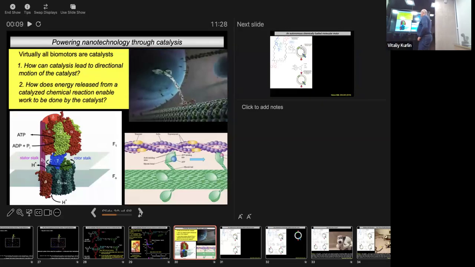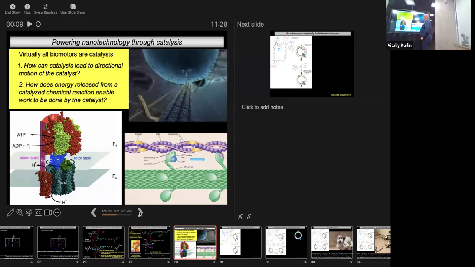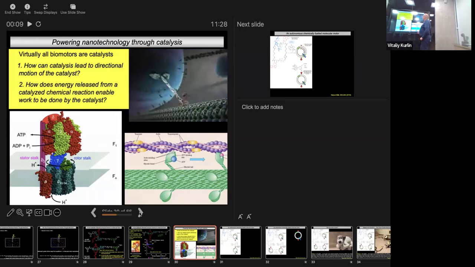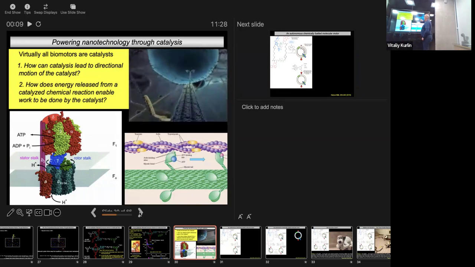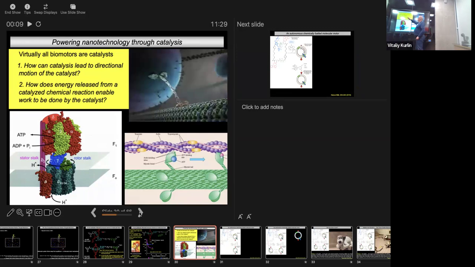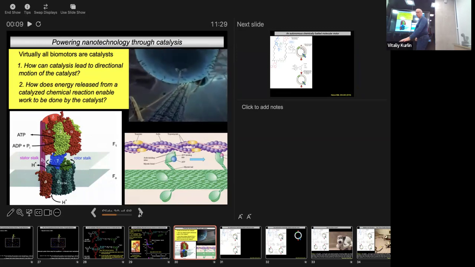But now we understand how to make ratchet mechanisms, we can build molecules that can answer these fundamental questions. How can you be acting with catalysis? Yes, the accelerated chemical reaction leads to directional motion, like it's happening here. And how does the energy released from a catalyzed chemical reaction enable work to be done by the catalyst, which is what's happening with all these motor proteins?